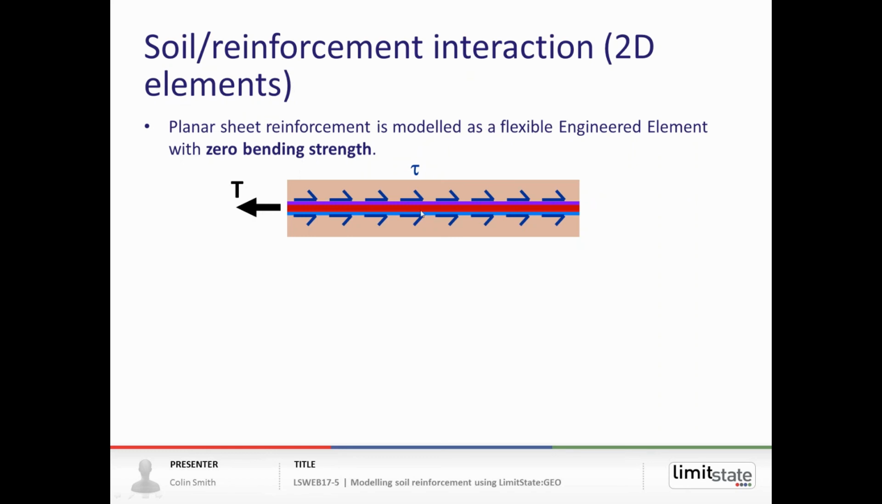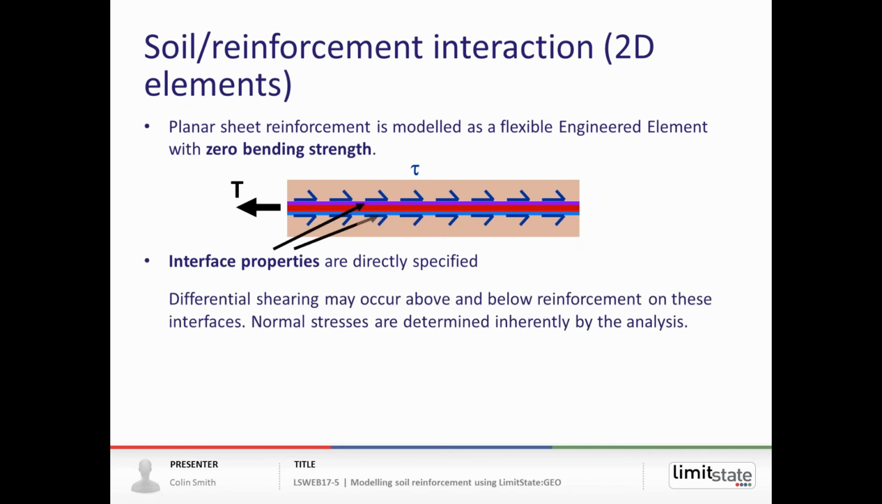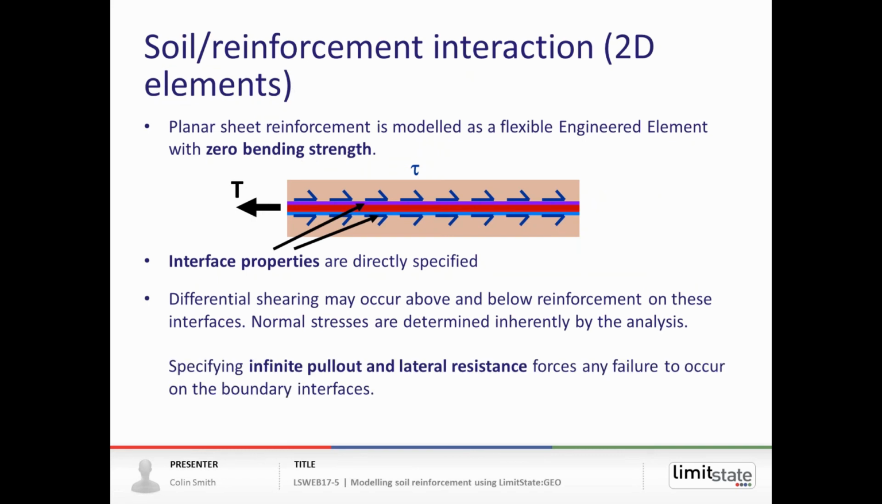And the kind of interaction, again, we've got shear resistance top and bottom, whether the reinforcement or the geotextile is being pulled through the soil or the soil is moving past the geotextile. And the soil may move past at different rates above and below the geotextile, so we want to capture that kind of behavior. So in this case, we just directly specify the interface properties above and below the reinforcement. And that allows us to model differential shearing. Normal stresses will be determined inherently by the analysis, and those pull-out and lateral resistance parameters that we saw for the one-dimensional analysis are not used for the planar analysis. We simply set those to infinity, and that forces any failure to occur on the boundary interfaces.